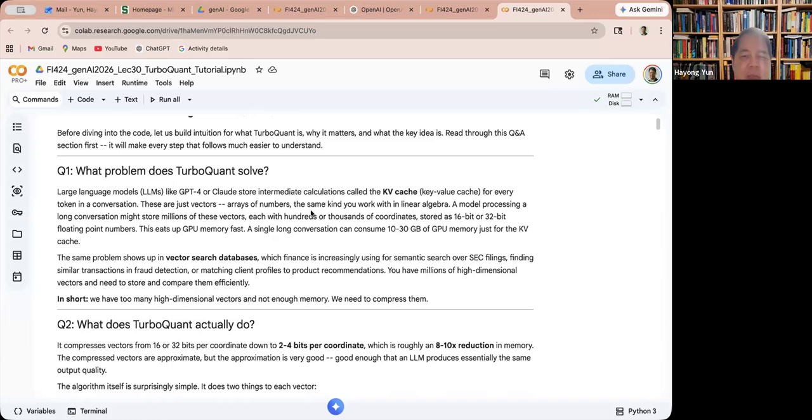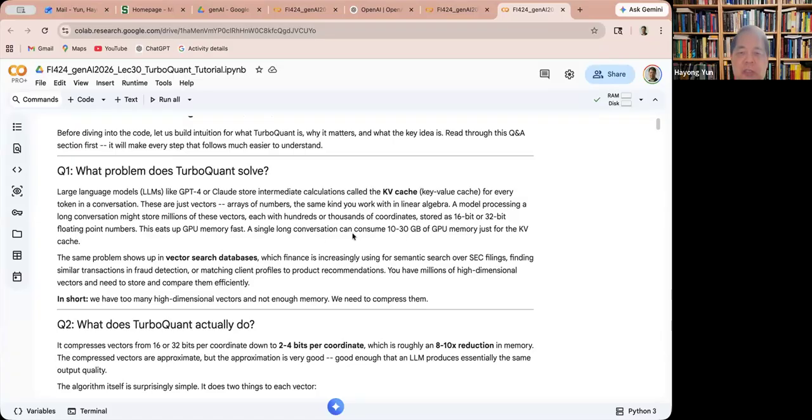So LLMs store intermediate calculations called KV cache, the key value cache. If you remember in lecture 14a, the attention mechanism has key and value and query, and that takes a lot of memory. These are just vectors, basically numbers. And the model processing a long conversation has to store millions of these vectors with hundreds of thousands of coordinates, stored in 16-bit or 32-bit floating numbers, that eats quickly the GPU memory, which is why the big techs in AI development have been buying up so many GPUs.